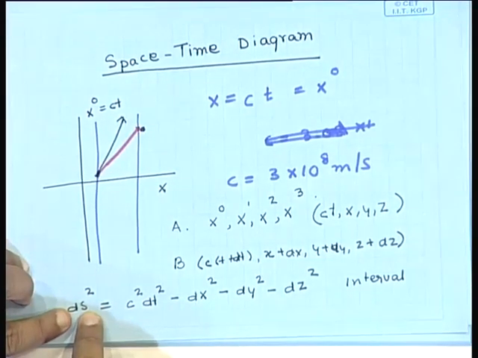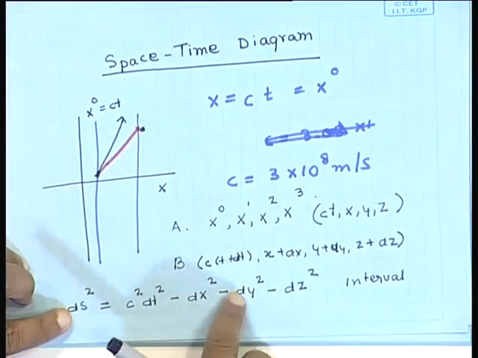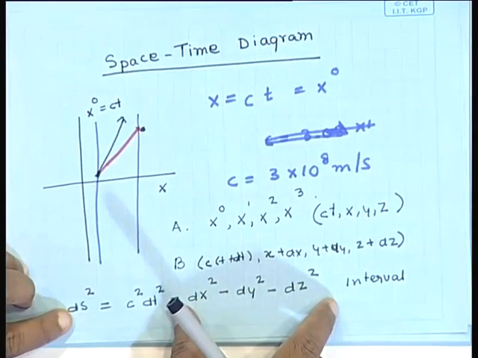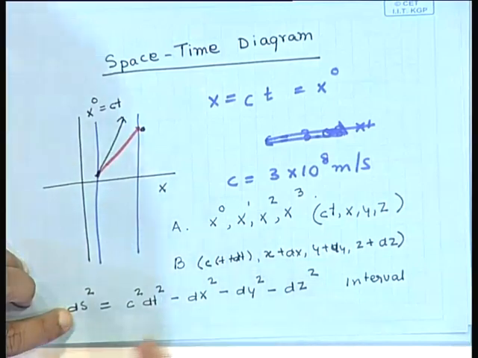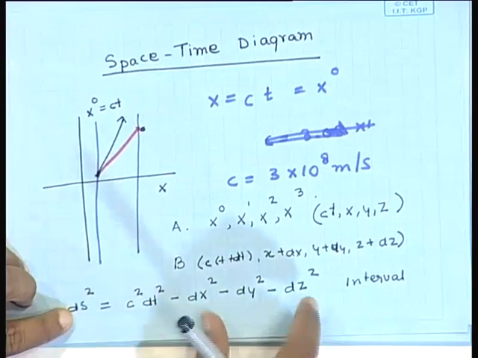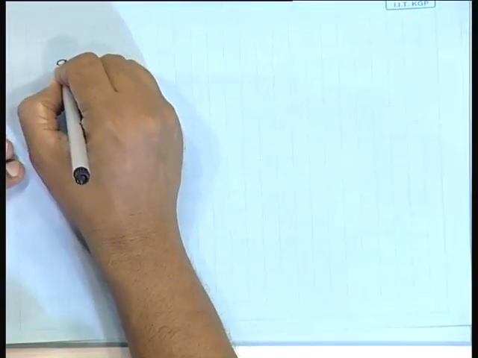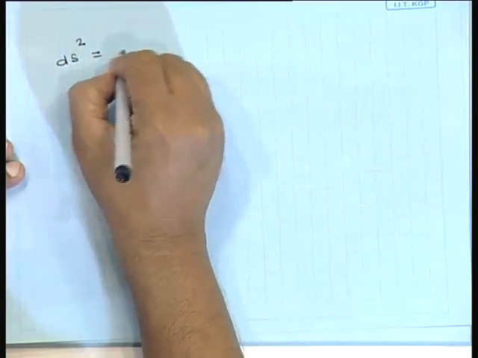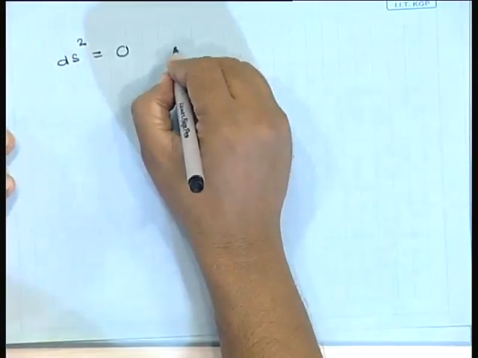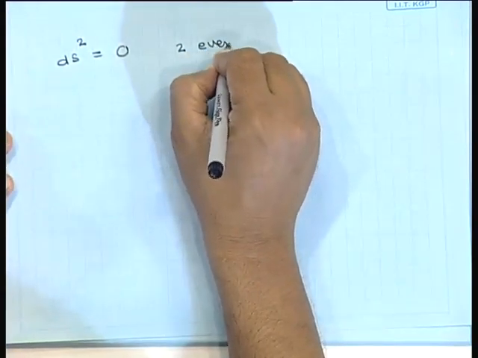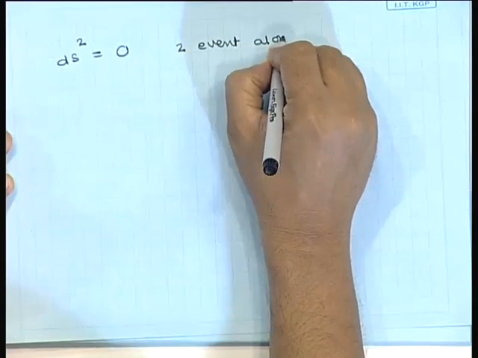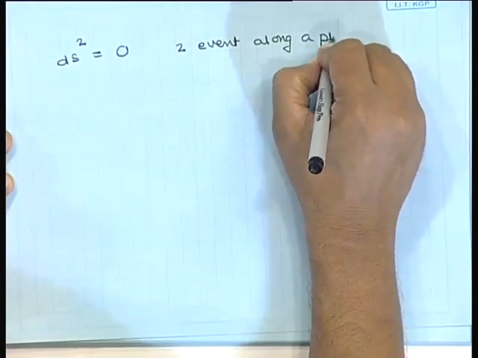Why is it so? Dx square plus dy square plus dz square, what does it tell us? It is the distance squared. Now light travels at a fixed speed c, so in the time dt it will travel exactly this distance, so these two terms will cancel out. Okay, so for light, ds square, or ds, is 0 for two events along a photon's trajectory.